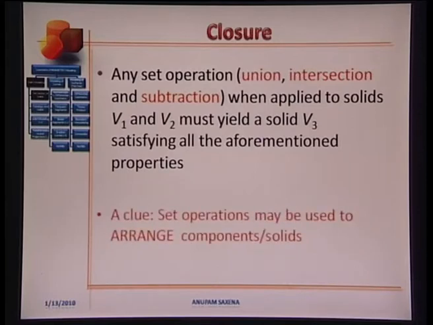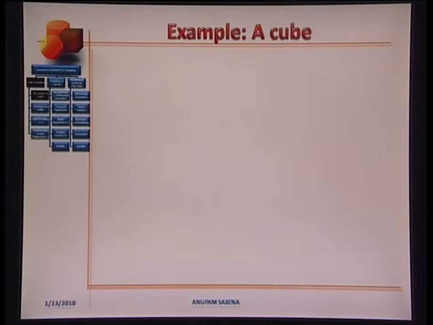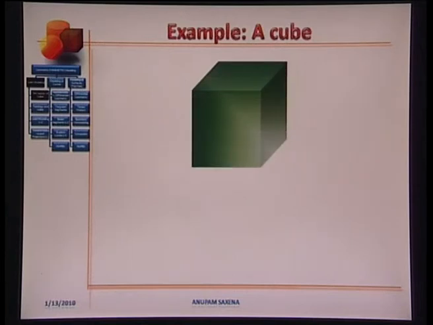This gives us a vital clue. Set operations may be used to arrange components or solids. Let's consider a few examples. The first one is that of a cube. A cube has 6 faces, 8 vertices, and 12 edges.